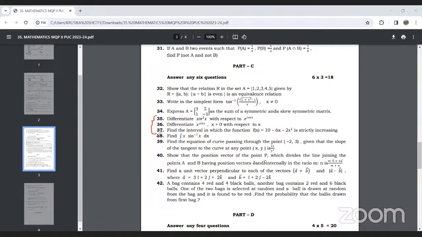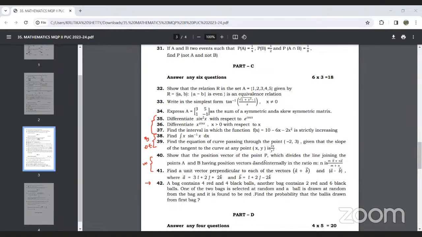Then there are two questions from integration. One question is from integration by parts. Then the 39th question has occurred from differential equation, and we will discuss it. Next, question number 40 has occurred from vectors, and 41 also from vectors. So differentiation and vectors are fetching two questions each in part C, and the 42nd question has occurred from probability.